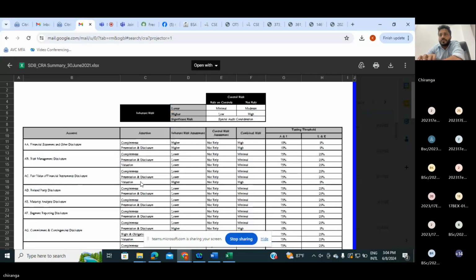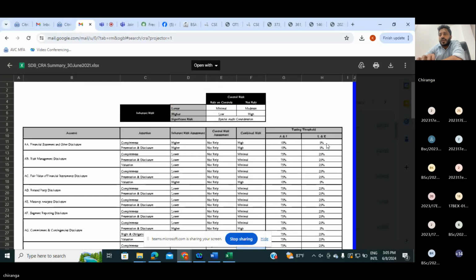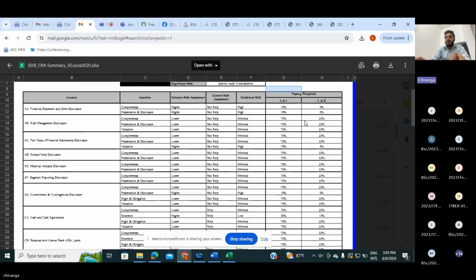Here we have account balance disclosures. Here you can see cash and cash equivalents, a significant account. We have done the assertion-wise evaluation, right? And then here we have the combined risk. Accordingly, we have given the testing threshold. This will be discussed later. Don't think about this testing threshold now.